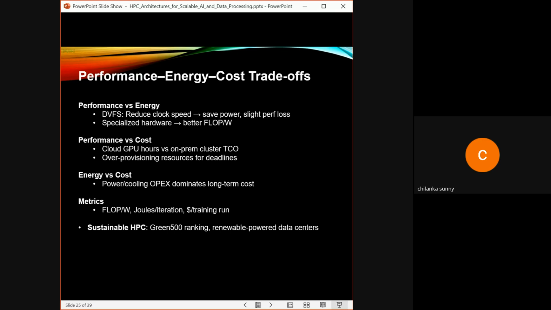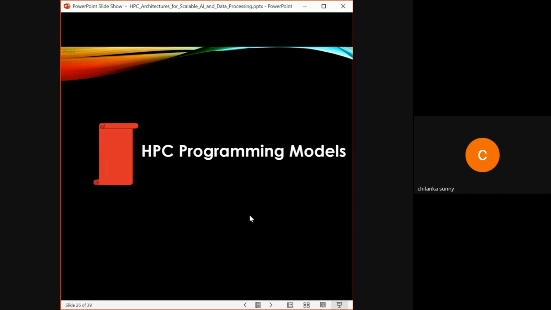So metrics such as flops per watt, joules per iteration, and dollars per training run help quantify this trade-off. So finally, sustainable HPC initiatives like the Green500 ranking or renewable-powered data centers are increasingly influencing these design decisions.